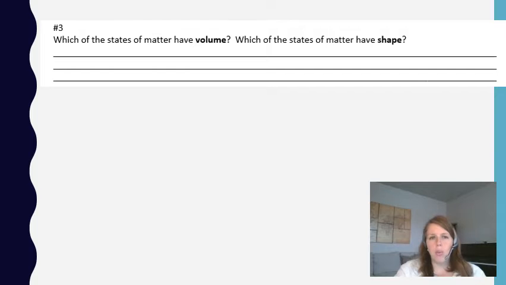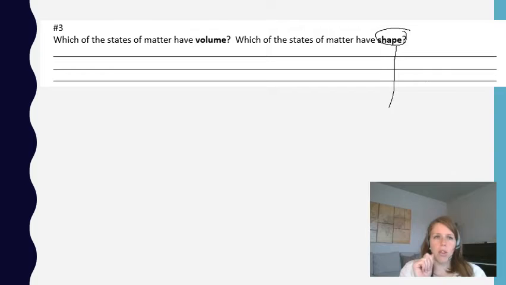This question asks, which of the states of matter have volume? Which of the states of matter have shape? So you'll have to bear with me and my pens that I am able to use here, but let's first talk about shape. Okay, so can you guys think of the solid, liquid, and gas? Which of those things have shape? In other words, if they're sitting on the table, which have shape?